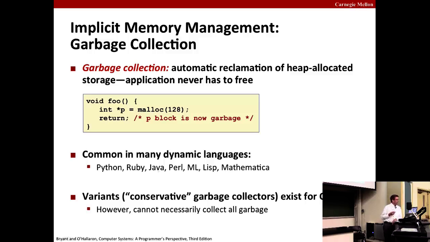Okay, and so you see this in all different kinds of dynamic languages, and there are also variants available for C. But because of C's pointer properties, the garbage collectors for C are conservative, in the sense that there are some garbage blocks that won't be freed because the allocator can't determine that they are indeed garbage. Right? So it has to be careful whenever there's a doubt. It doesn't reclaim the allocated block.